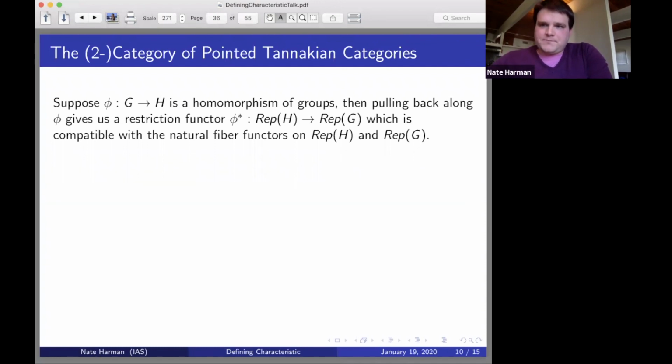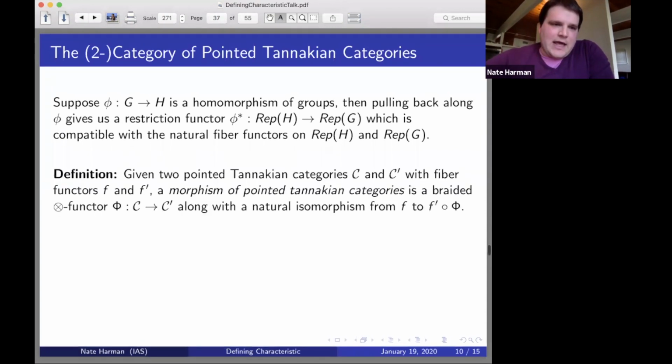But moreover, that monoidal functor is compatible with the fiber functors in the sense that if I have a representation of H, I can either just totally forget the action of H, or I can first restrict to this copy of G inside of it, and then forget the action. And either way, I just get the same underlying vector space with no group action. So in this case, the two functors from representations of H to vector spaces are literally equal, which is maybe a weird thing to assume.